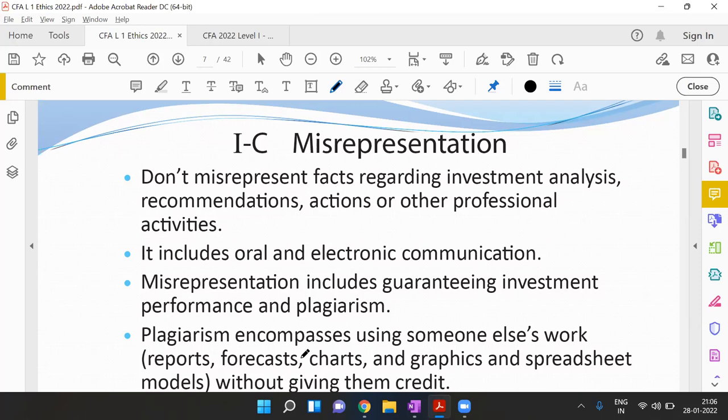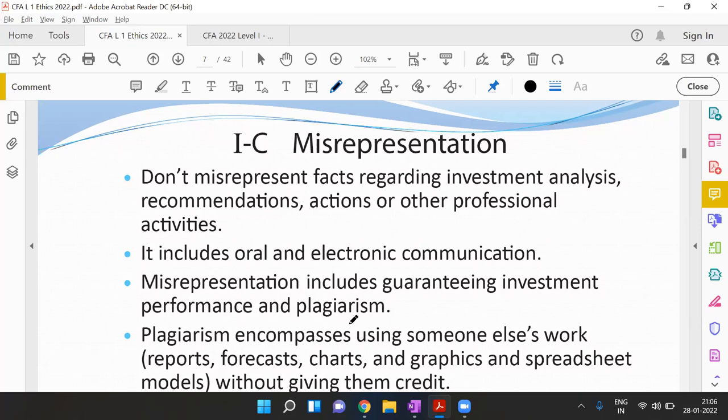So what I am saying here is, misrepresentation is not only electronic communication, it could be oral communication also. Misrepresentation includes guaranteeing investment performance, okay, which means what? You are saying definitely this stock will give you 20% return. This is the opinion being presented as a fact. You cannot guarantee performance in the stock market. Nobody can guarantee return in the stock market, right?